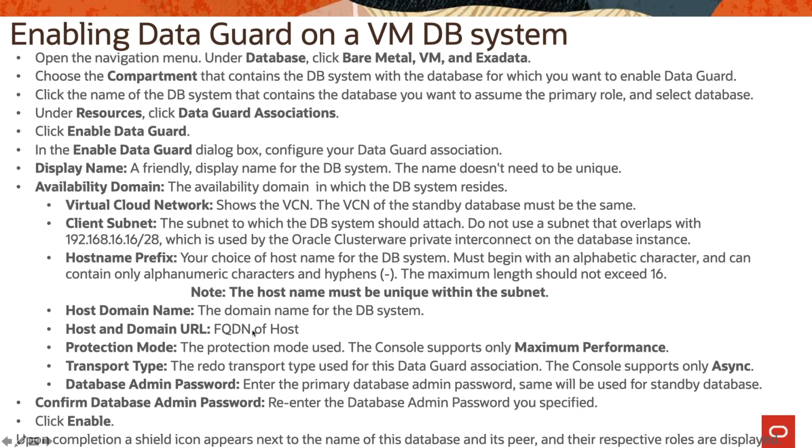The protection mode is going to be maximum performance. Transport type is going to be asynchronous, and you need to pass the admin password. So that is the primary database admin password. The same thing will be used for your standby database. And finally, you are going to click on enable. So once it completes, there will be a shield icon that will appear next to the database, and their respective roles will be displayed.